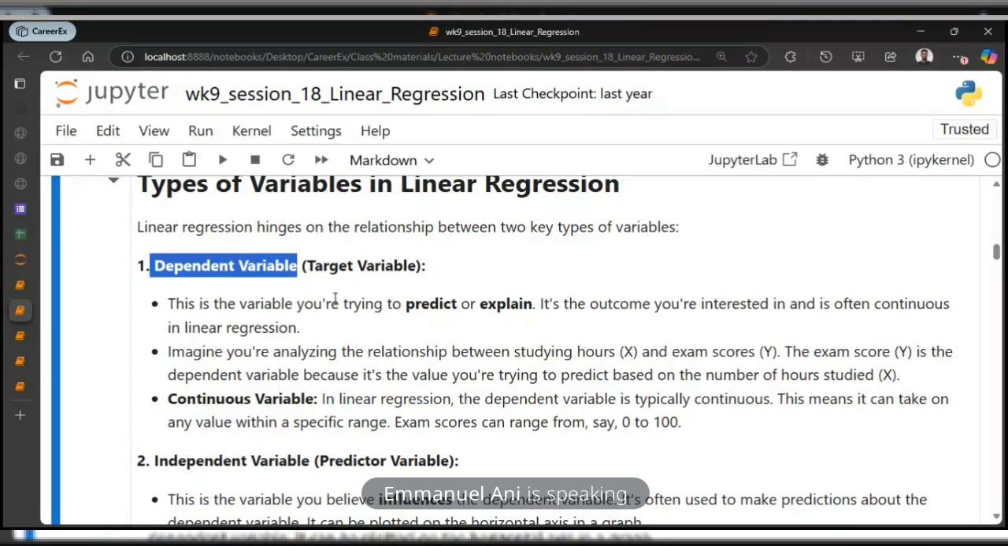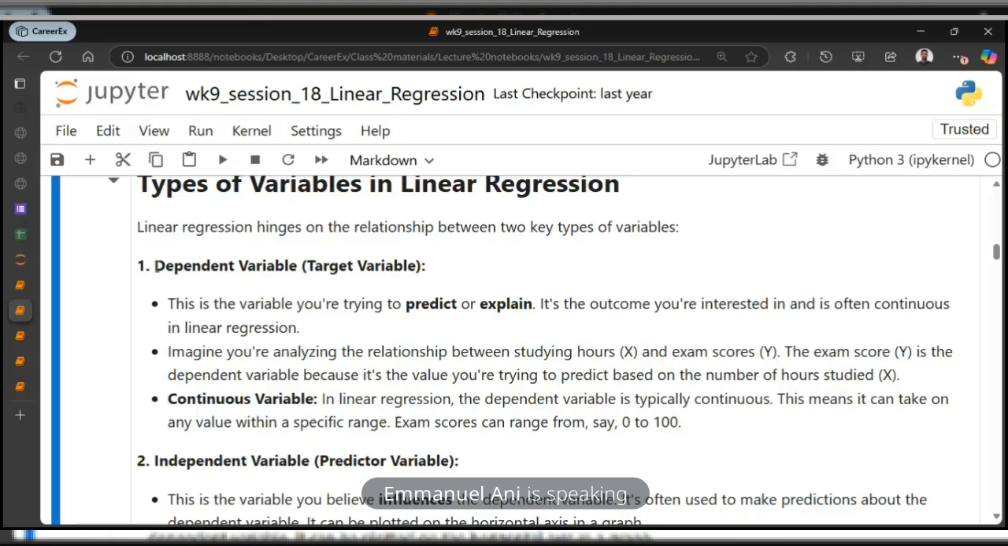Okay, on a scale of 1 to 10, how much are you understanding what we've discussed so far? On a scale of 1 to 10. Okay, I think that is okay. That is encouraging. All right, so let's move on to what we have.